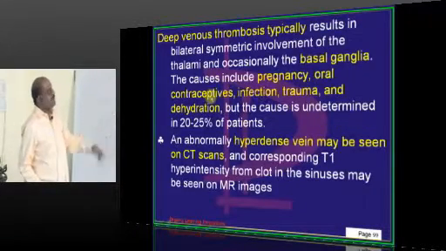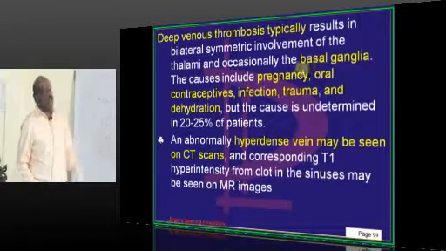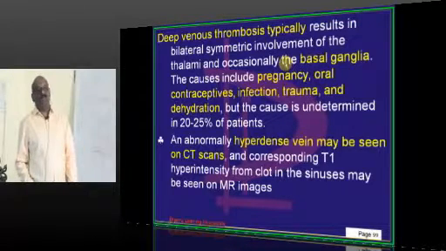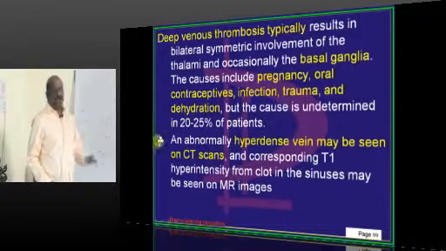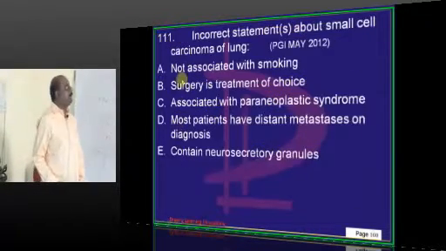And common locations, where will it occur? They occur in the basal ganglia. And what predisposes to these deep thrombi in the vessels? Pregnancy, OCP, infection, trauma, dehydration, anything can lead to the predisposition.